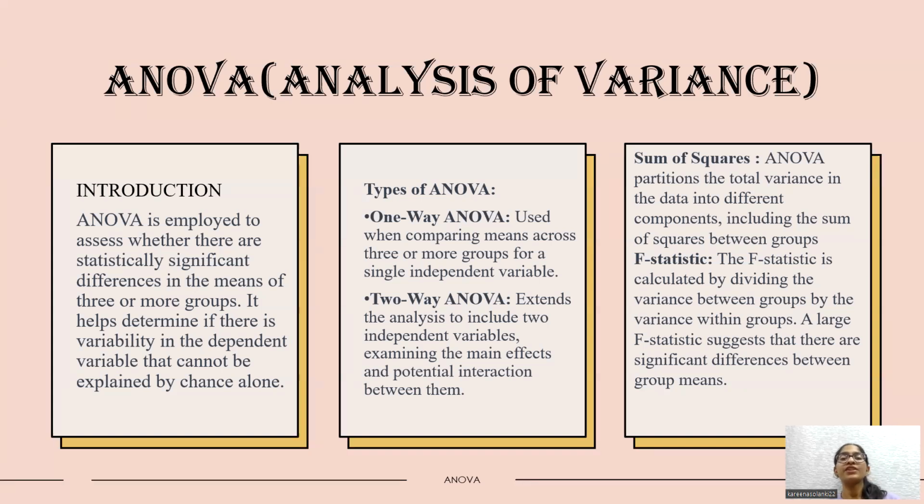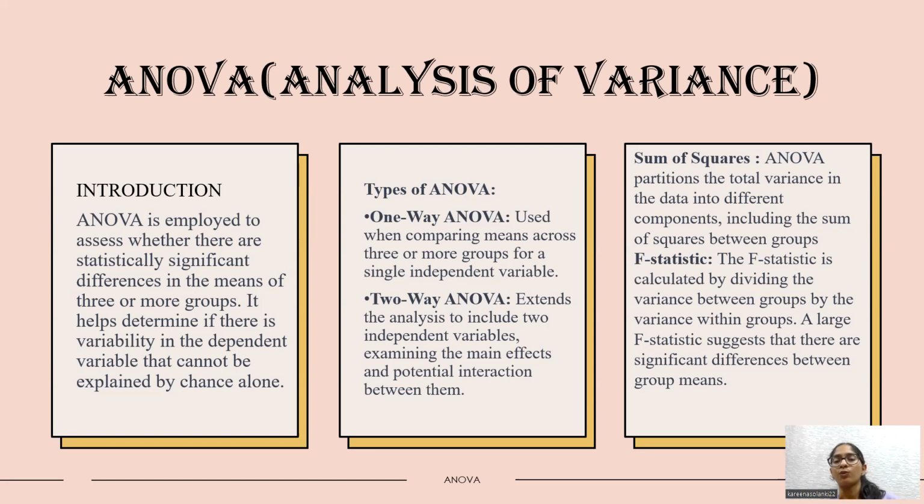ANOVA. It is majorly used in the comparison of large samples. The ANOVA full form is analysis of variance. It is employed to assess whether there are statistically significant differences in the means of 3 or more groups. It helps determine if there is variability in the dependent variable that cannot be explained by chance alone.